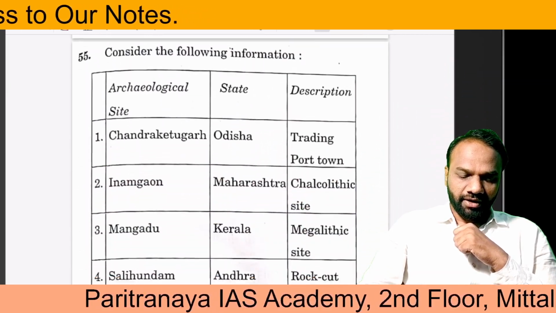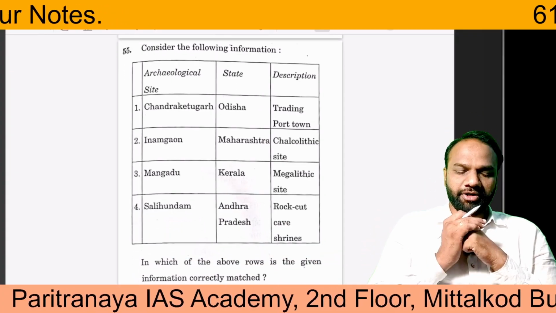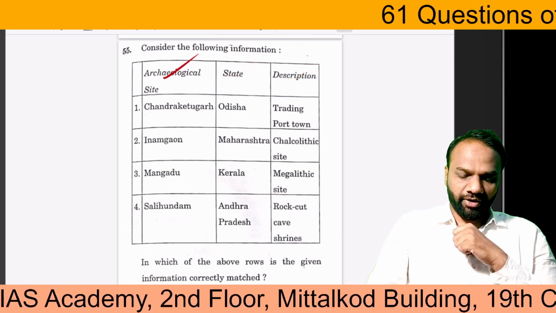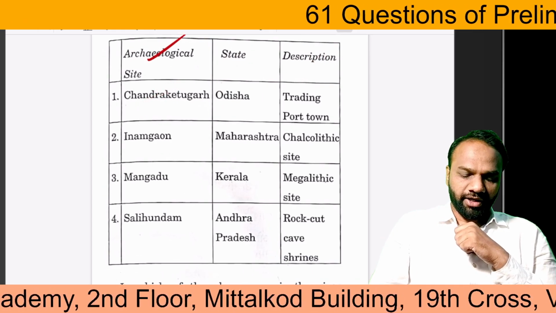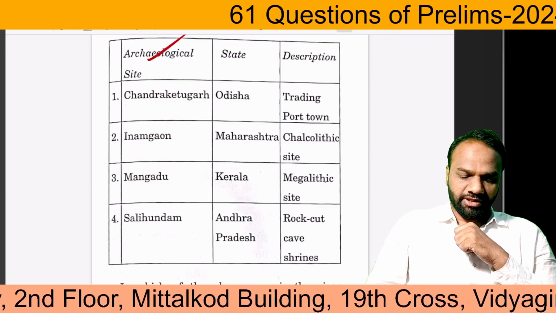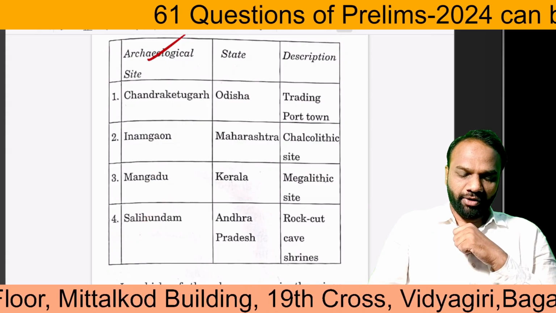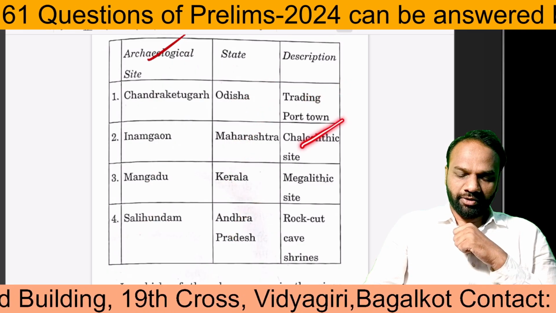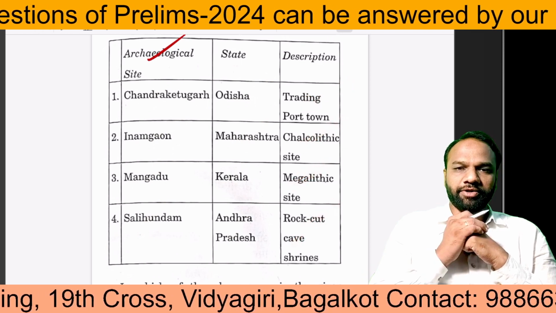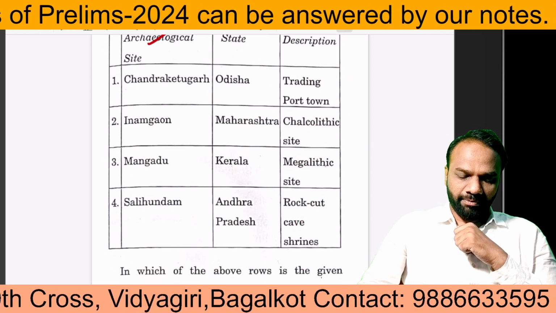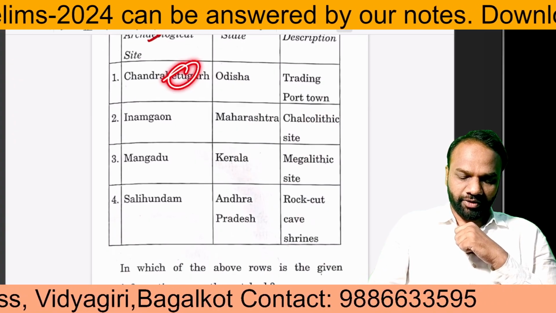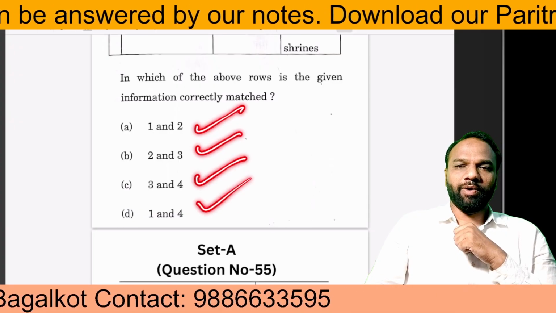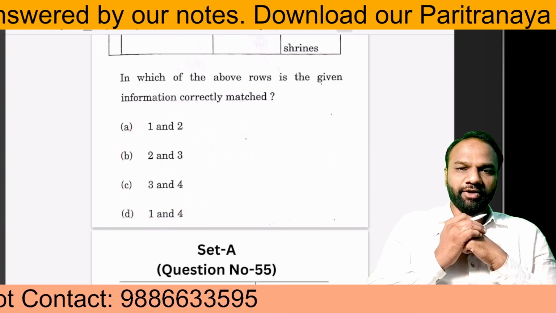Next, again this is a question. Consider the following information: archaeological site, state and description. They have given 4 sites: Chandraketugarh, Inamgaon, Mangadu, Salihundam, and the corresponding states Odisha, Maharashtra, Kerala, Andhra Pradesh. The descriptions are trading port town, Chalcolithic site, megalithic site, rock cut cave shrines. Let us try to answer this question with the help of our notes. The options are 1 and 2, 2 and 3, 3 and 4, and 1 and 4.